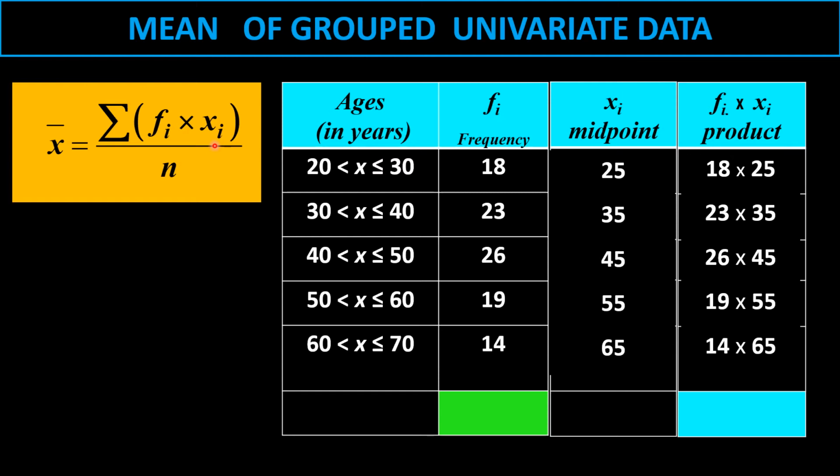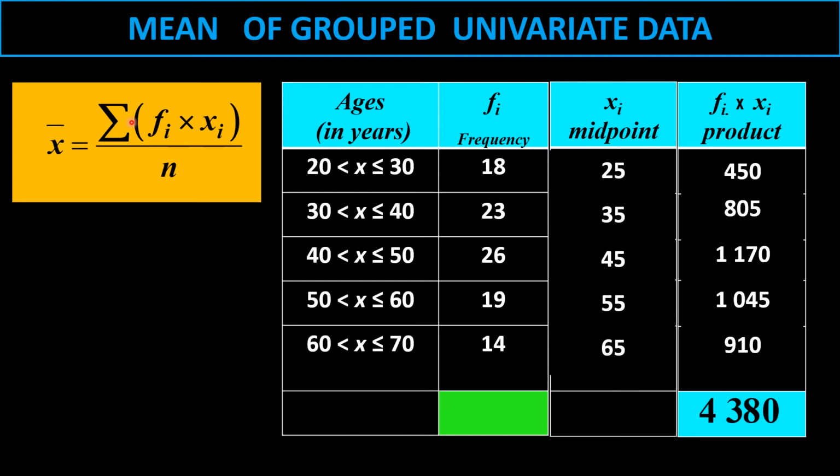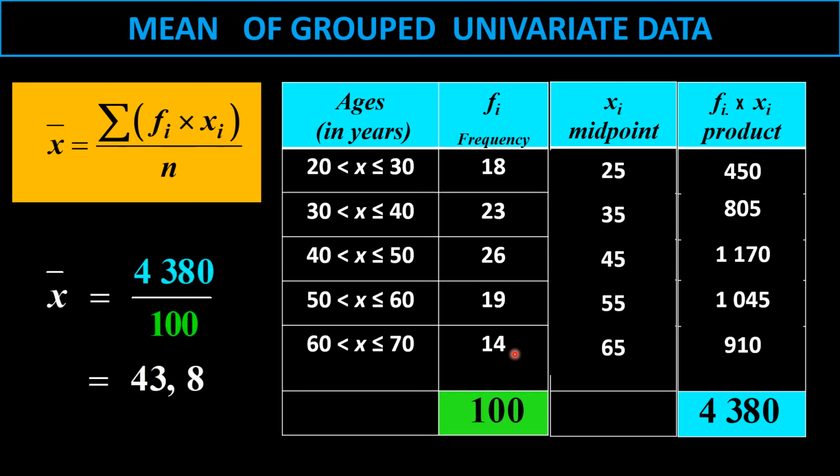And then we have to find the product of that. So there are the products. Next we need to find the sum. So we can total that, and that gives us 4,380. We also know the sum of the frequencies that was given to us, and that is 100. Now we're ready to start to calculate it. So it's the sum of the products divided by the number of data points, and that gives us 43,8.